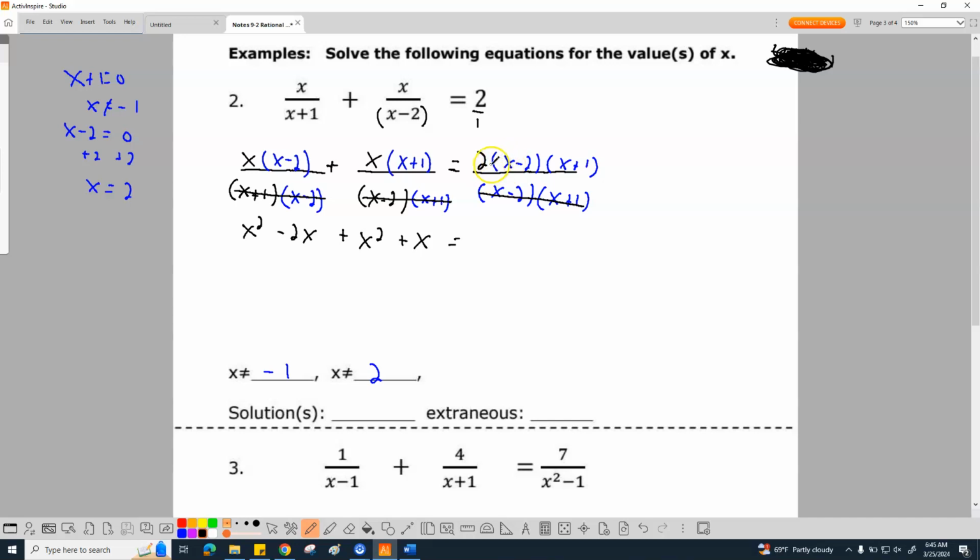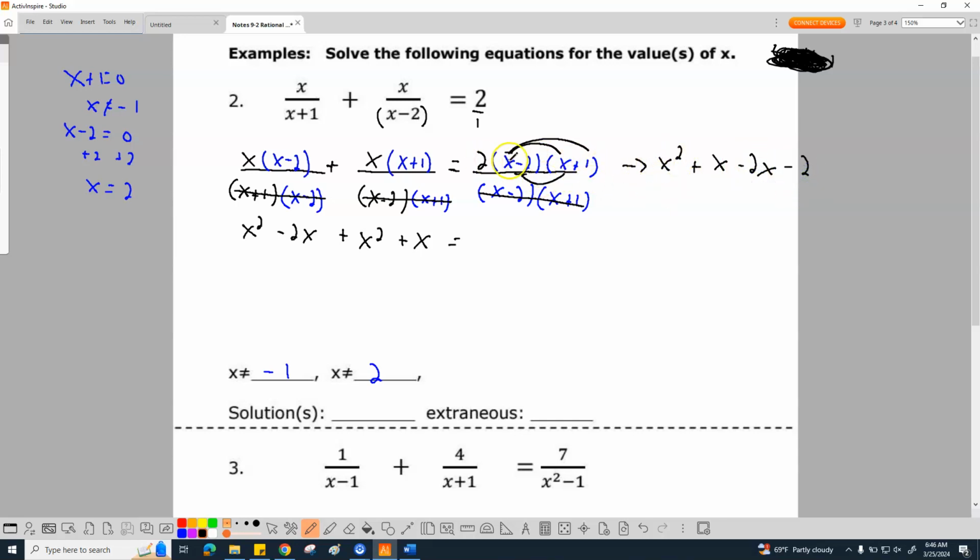Now check this one out here. This is going to require some fun little stuff here. So I'm going to do it over here so I don't waste my space down here. X times x is x squared, and I'm just doing the blue ones right now. X times x, then x times 1. So that's plus x. Then I'm going to go over here and do my negative 2. So that's negative 2x. And then negative 2 times 1 is negative 2.